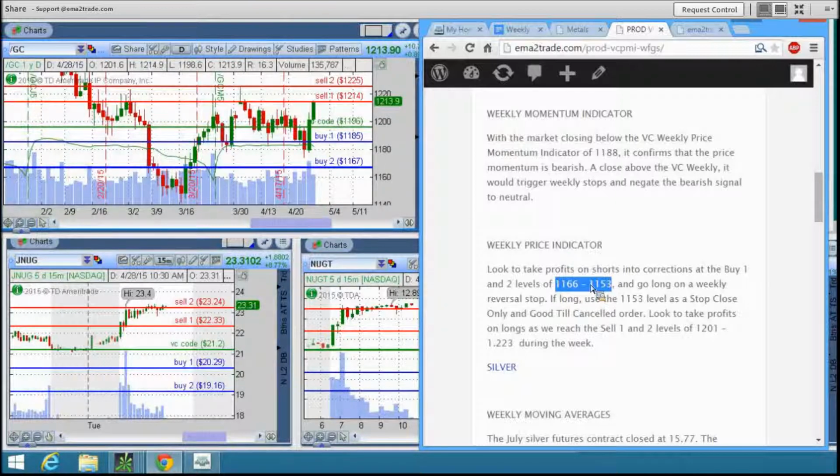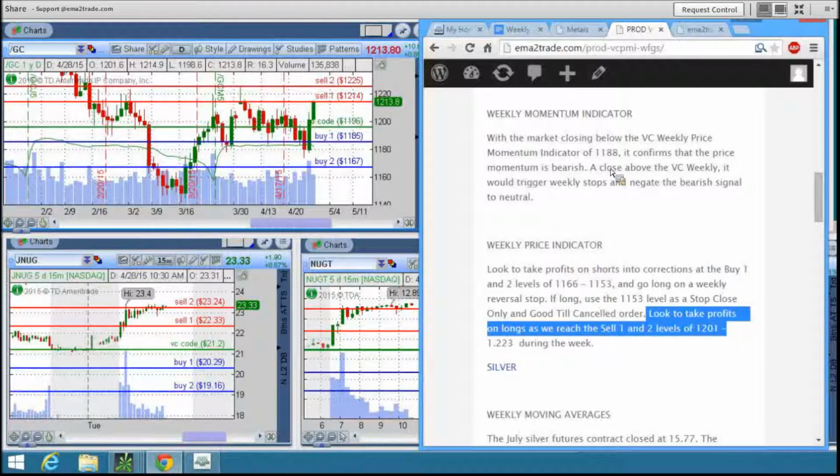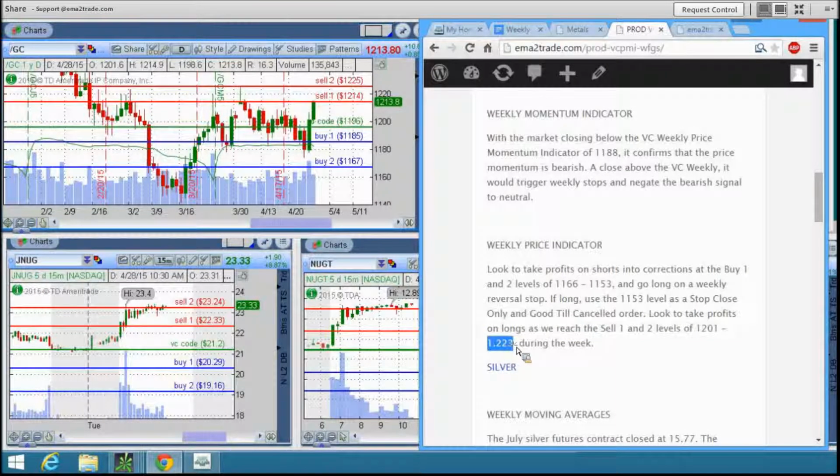And so, going through 1188, it obviously triggered the buy signals on the daily, as you can see here, and it gave you the targets right away of 1214 to 1225. And if you look at the report, it tells you that if you do get activated above 1188 and it goes long, automatically look to take some profits on longs as we reach the sell 1 or sell 2 levels of 1201 to 1223 during the week.